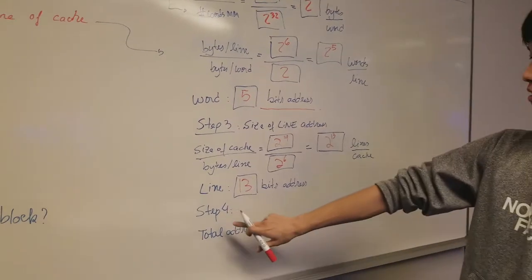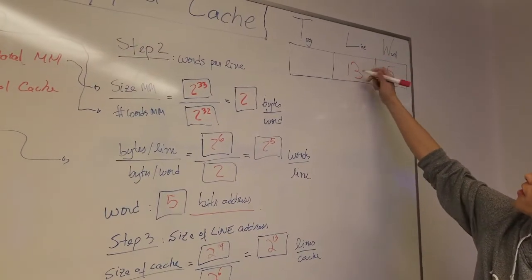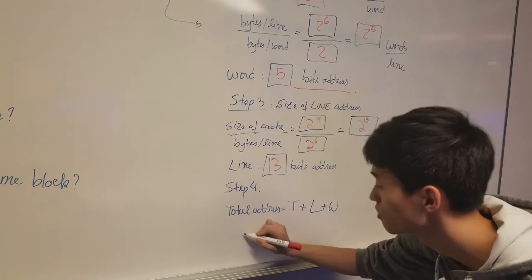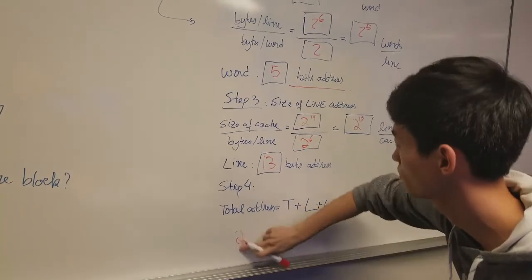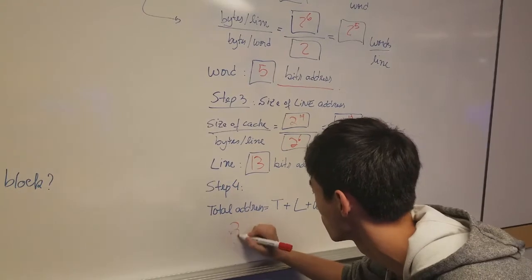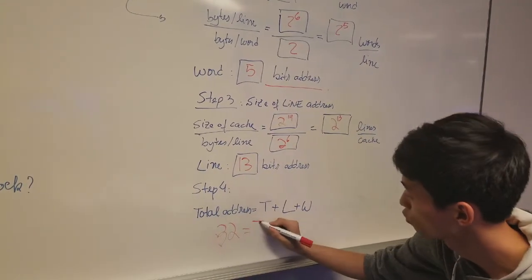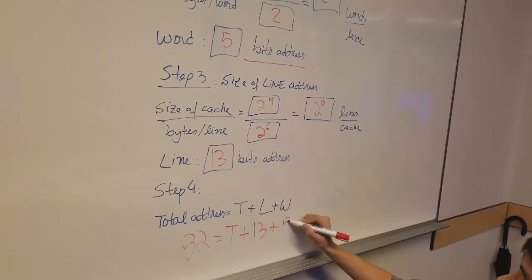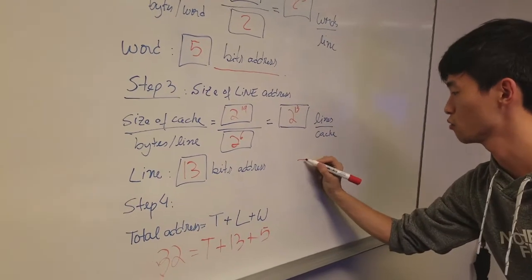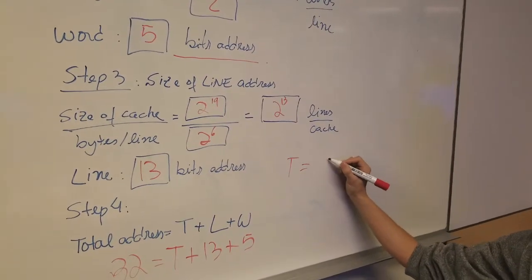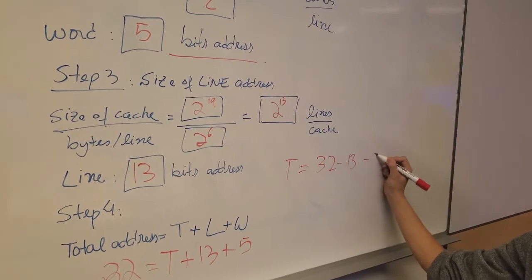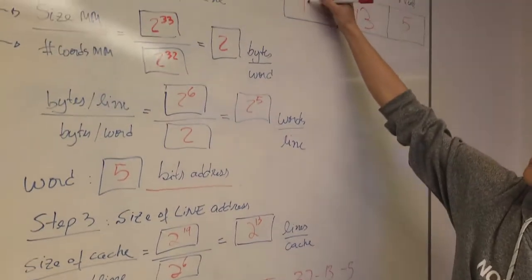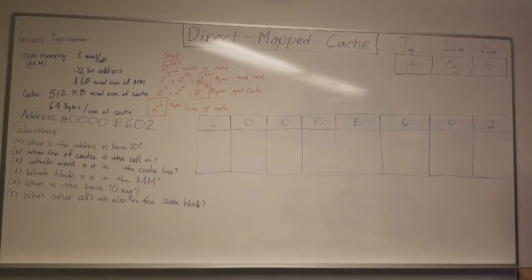And so the next step is, because we have both the line and the word, and we already know what the total address is, which is 32 bits, all we have to do is solve for t here. So line is 13, the word is 5, and so we move it over, so t equals 32 minus 13 minus 5, which is 14. That's the end of this. Step 4.